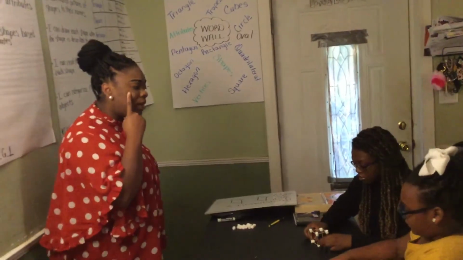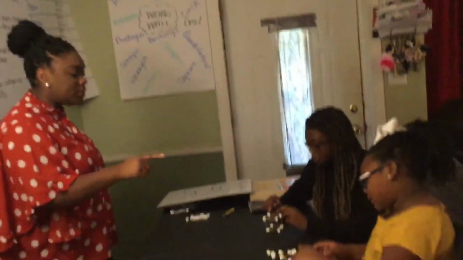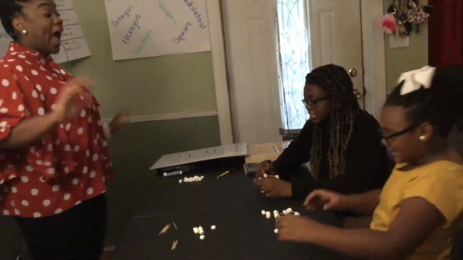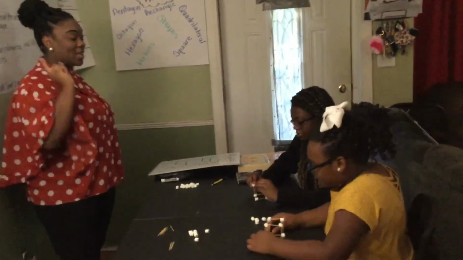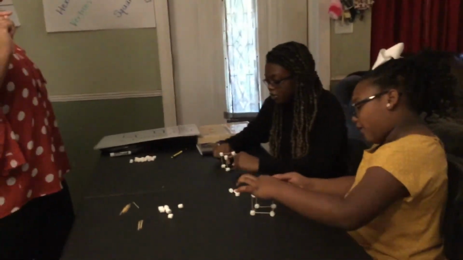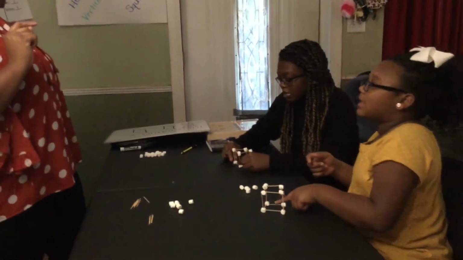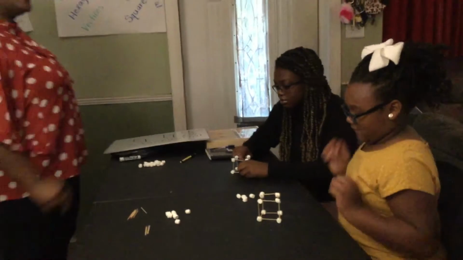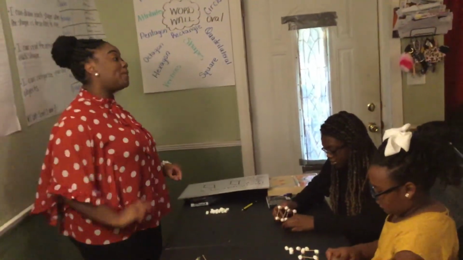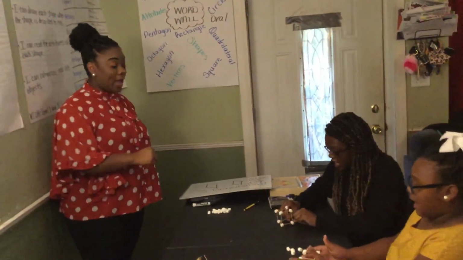Now, how many vertices does a cube have? Count our marshmallows. 1, 2, 3, 4, 5, 6, 7, 8. 8 vertices. And how many sides does a cube have? 1, 2, 3, 4, 5, 6, 7, 8, 9, 10, 11, 12. 12 sides. Great job, guys. So a cube has 8 vertices and 12 sides.